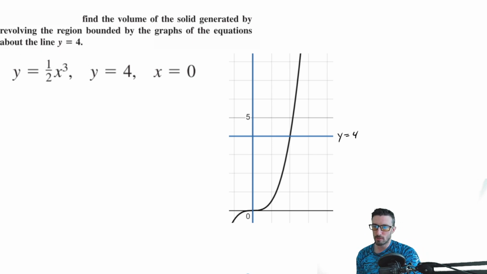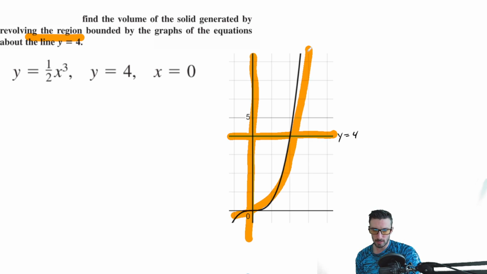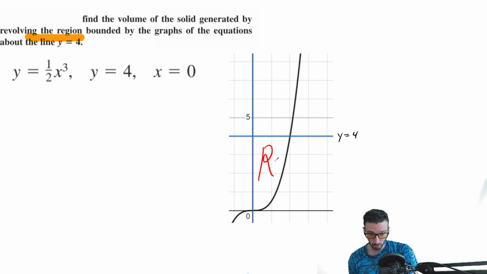Now, the region that we're talking about is the thing that's bounded by these lines. So what's bounded by these lines? You might have guessed it by now. It's this. This is the region. We can call that region R if you like, but we're going to want to take that region and rotate it over the line y equals 4.